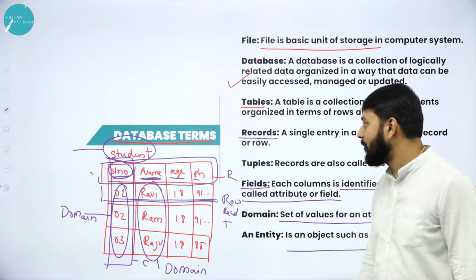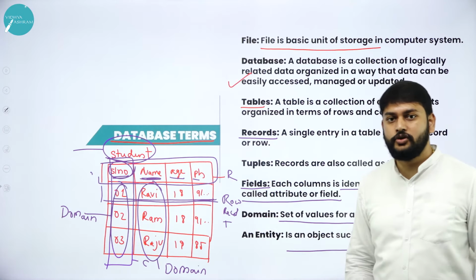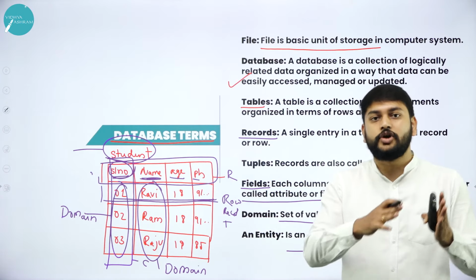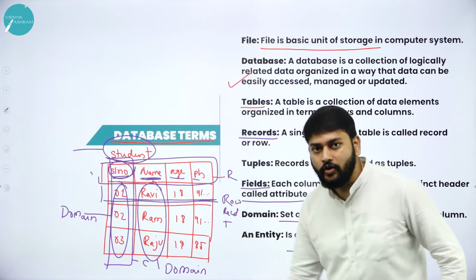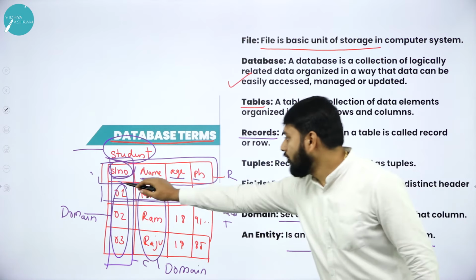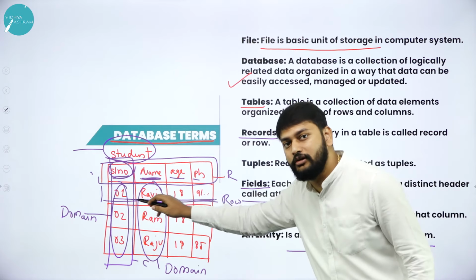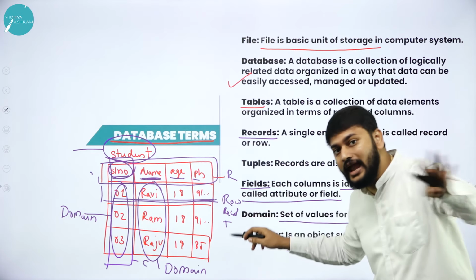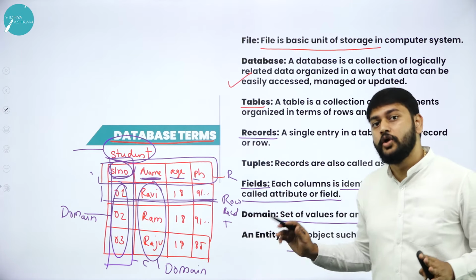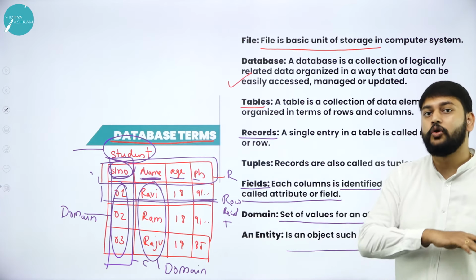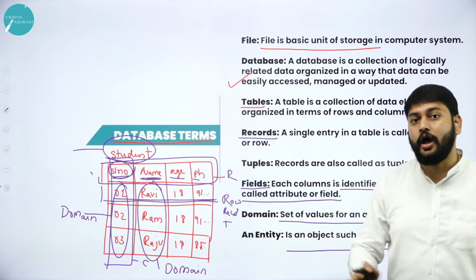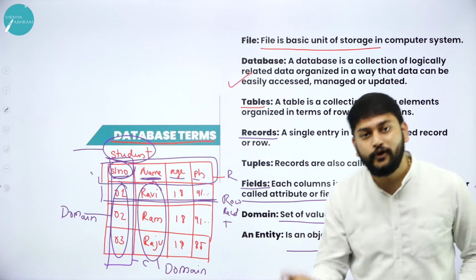Let's have a quick recap. A table is data organized in the form of rows and columns. What is a record? One row, guys, is what I will call a record. A single entry is what I will call a record. I call a row a tuple, I call a row a record, and I call a record a row.